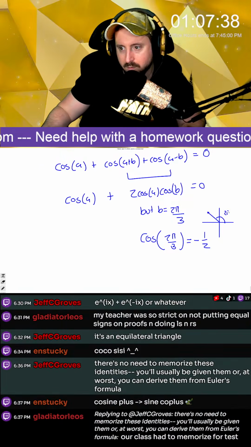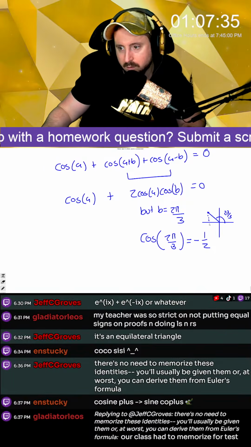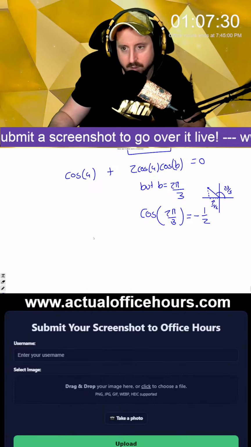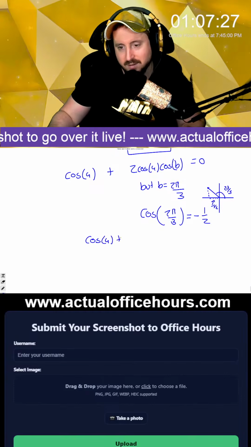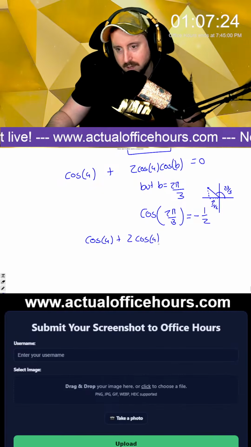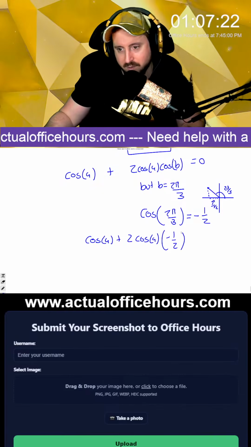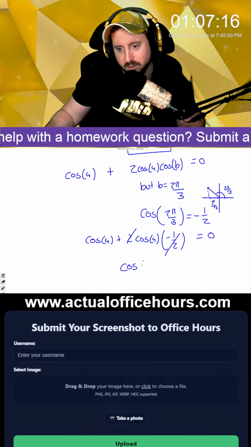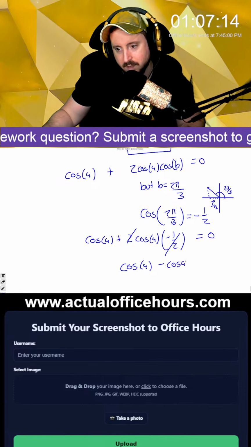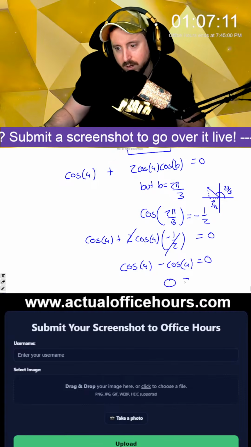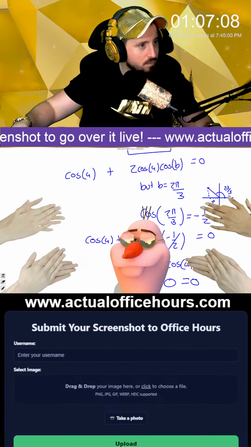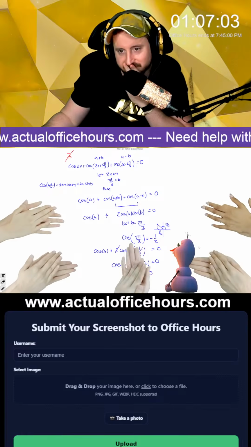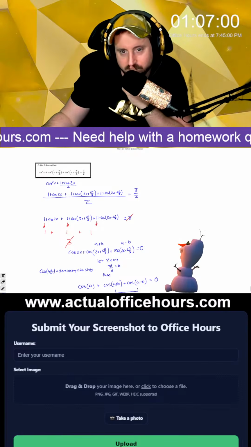This is 2 pi over 3. You're looking at this part, and this is negative 1/2. Okay, so then I have cosine of A plus 2 cosine of A times negative 1/2. This cancels, and you're left with cosine of A minus cosine of A equal to 0. 0 equals 0, and you're done. Wow, that's cool.